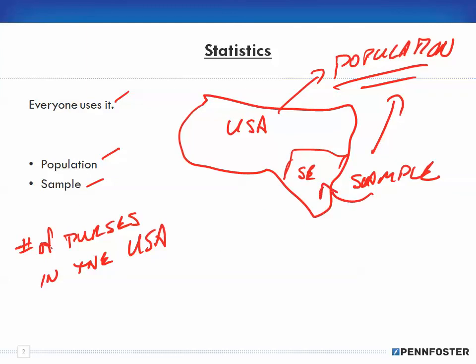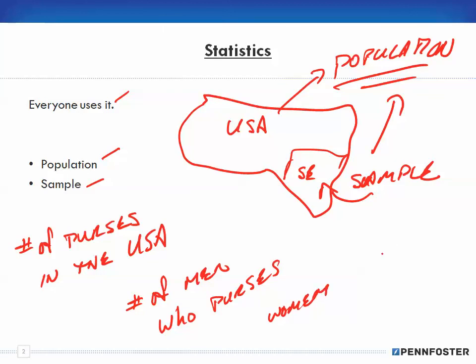Or we can say the number of purses in the United States. Well, a sample might be the number of men who carry purses. Okay. Or we can say the number of women who have black hair who carry purses. Okay, so they're samples. It's a portion of the population.